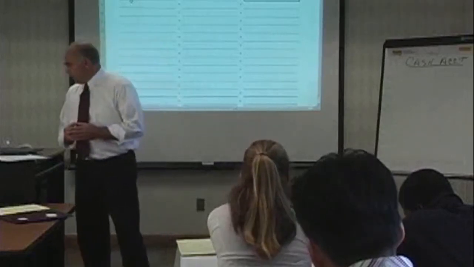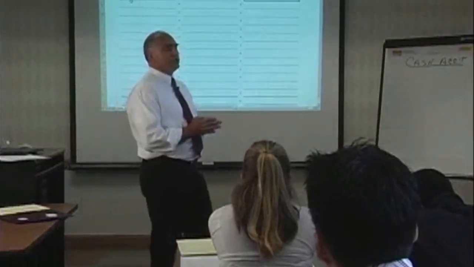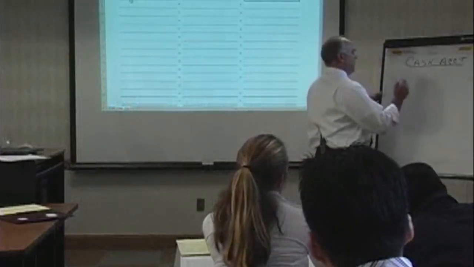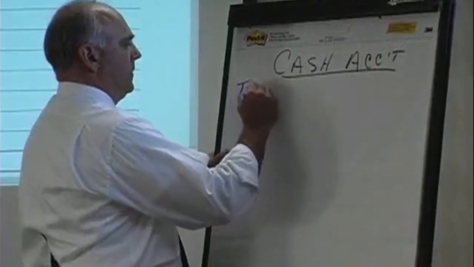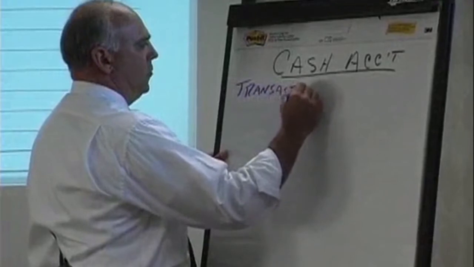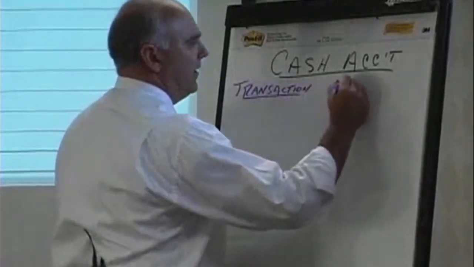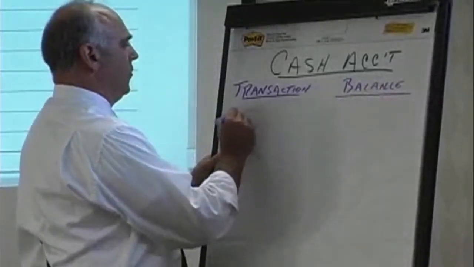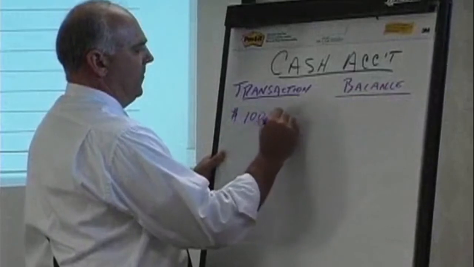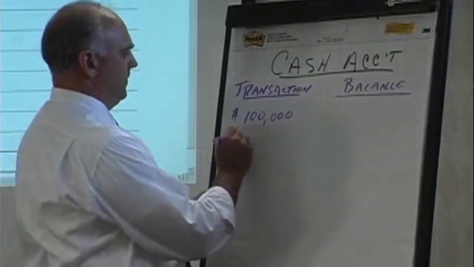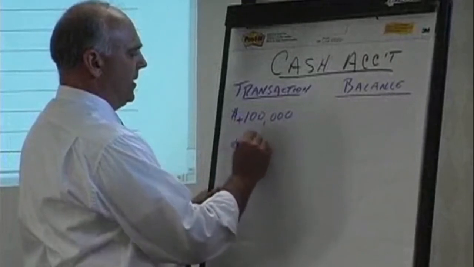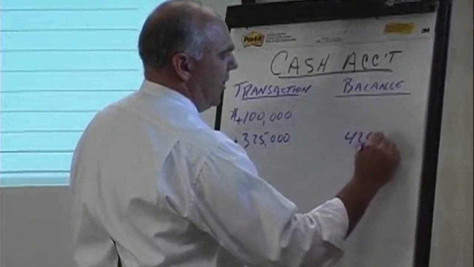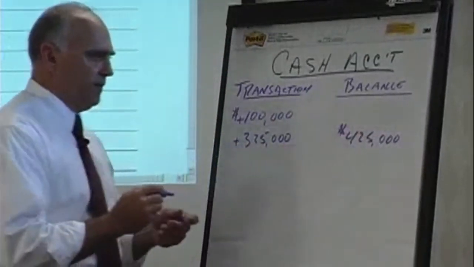In fact, cash is going to become very important to us, and we're going to start keeping track of the cash balance in our cash account. We'll record the transaction on the left side, and we will keep a running balance on the right side. So to recap, $100,000 equity contribution. I'll indicate those with plus signs, a $325,000 construction loan. So our cash balance at the present time is $425,000.